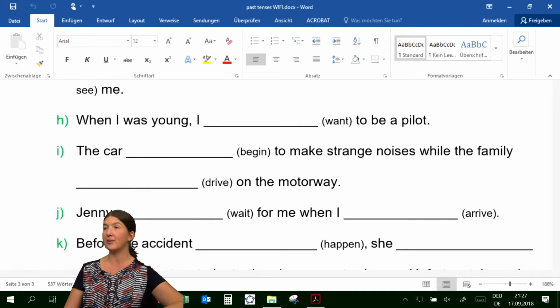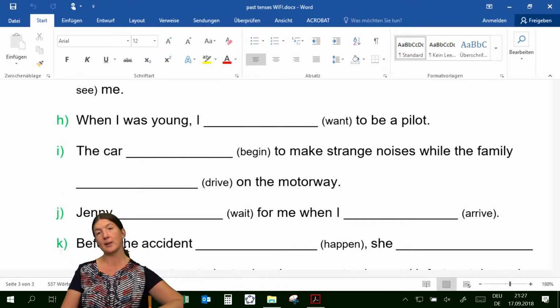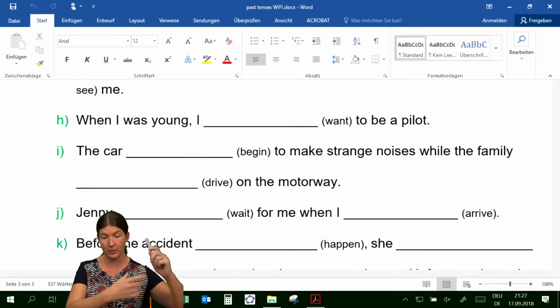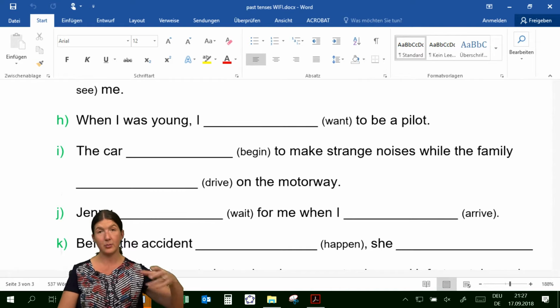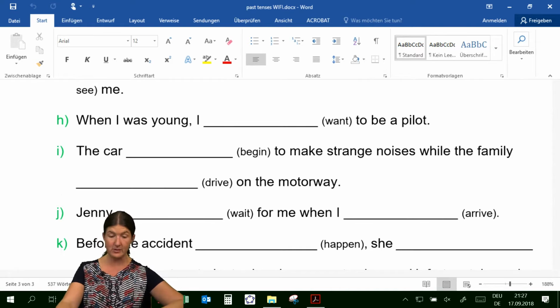The car began to make strange noises while the family was driving on the motorway. So the was driving was the longer action. They started to drive at 9 o'clock, and at 9:30 the car suddenly began to make strange noises. So that interrupts the driving. So we have a longer period of time, a longer action, interrupted by a shorter one that sets in suddenly.